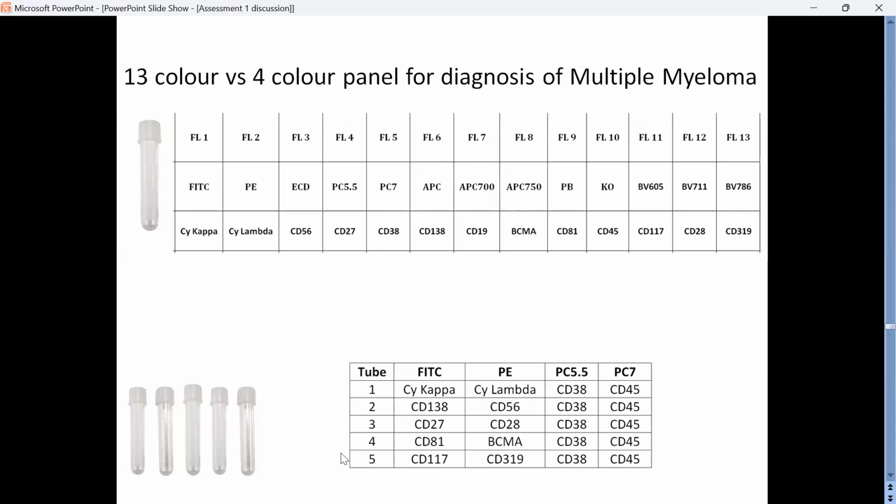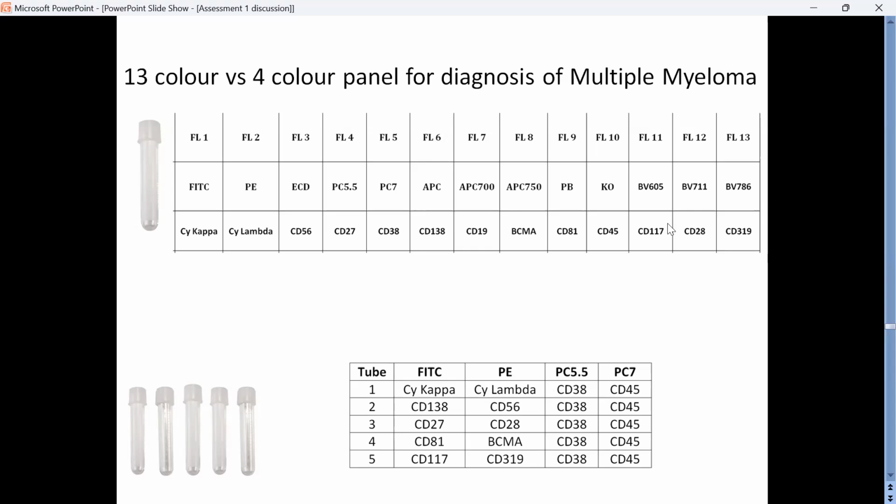Whereas if I have only a 4-color flow cytometer with only 4 detectors, and I need to use a panel with only 4 markers, I cannot study the multiple combinations as I can do here. I can study combinations like kappa lambda, kappa 38, kappa 45. I cannot study kappa with 56, 138, 27, or 28. Similarly, 81, 117, 319. So I cannot study the combinations. When you are not able to study the combinations, you cannot discriminate the populations easily, especially when the population is very small. So that is the first disadvantage.